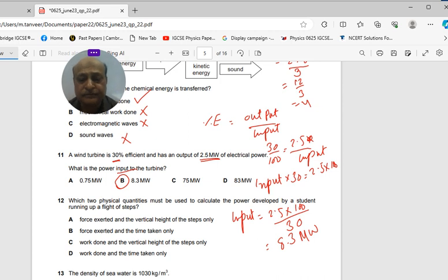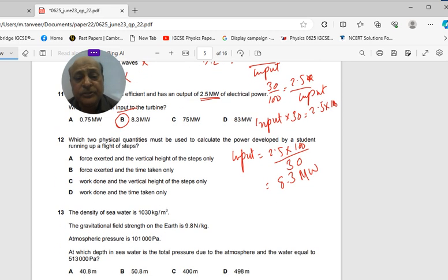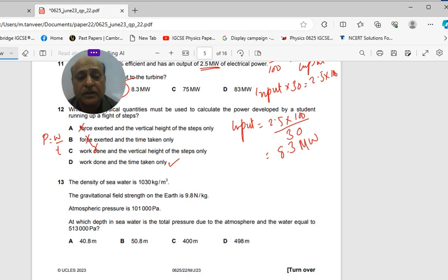Question number 12. Which two physical quantities must be used to calculate power? You know that power equals work done divided by time. So this is very simple. You have to find work and time. In the question, force exerted and vertical height of the steps, that is wrong. Force exerted and time only, wrong. Work done and vertical height, wrong. Work done and the time taken, that is correct. So D option is correct. That was very simple.